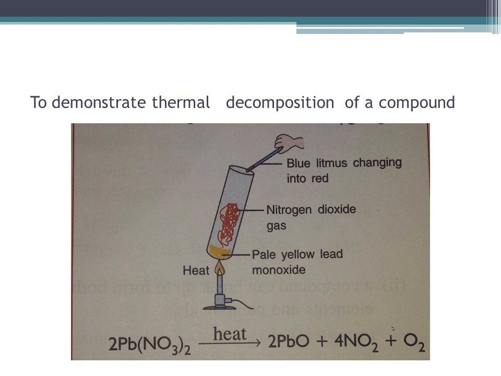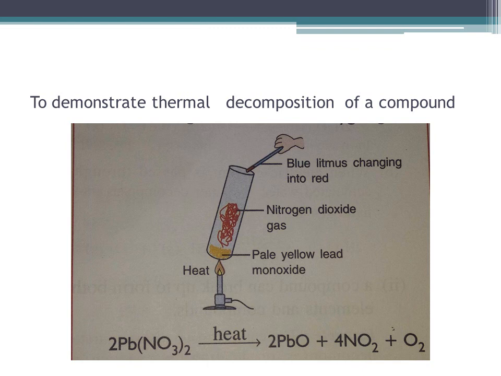We will observe that a reddish brown gas is evolved, which turns moist blue litmus paper into red. A reddish brown gas is observed. This reddish brown gas is nothing but nitrogen dioxide.